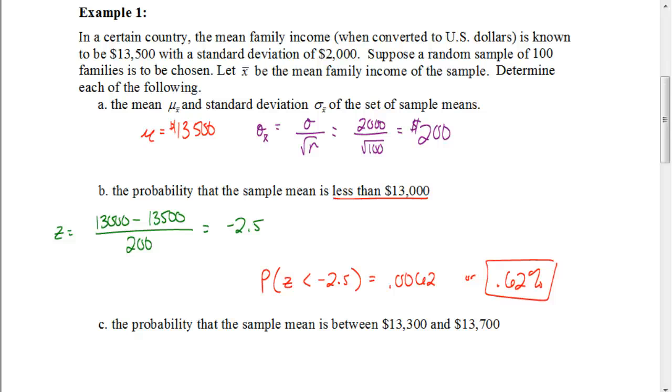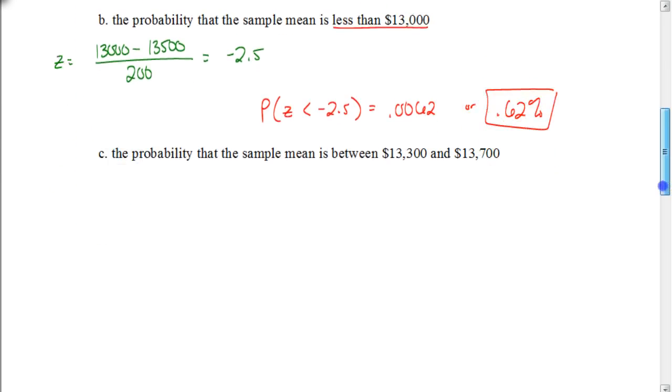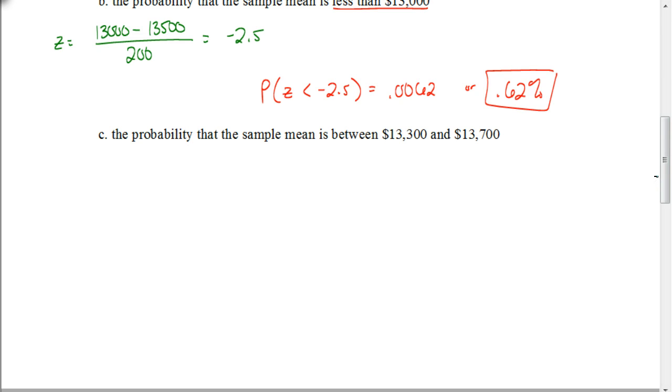Now let's look at the next one. We want to find the probability this time that the sample mean is between 13,300 and 13,700. Again, we're still dealing with the same sample size, so we still use that 200 as our standard deviation for the means of our samples. So we take the 13,300, subtract 13,500, and we could do this without a calculator because this gives us negative 200 divided by a positive 200, which is negative 1. So that represents that 13,300 is 1 standard deviation below the mean.